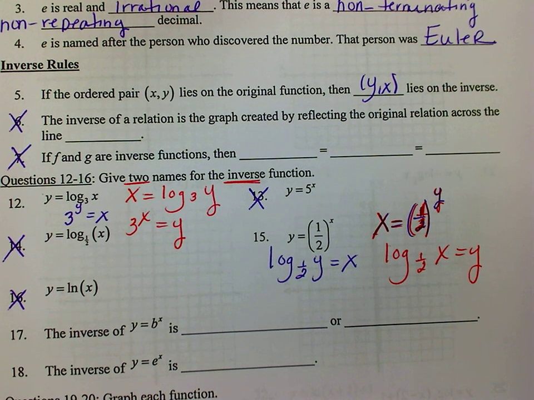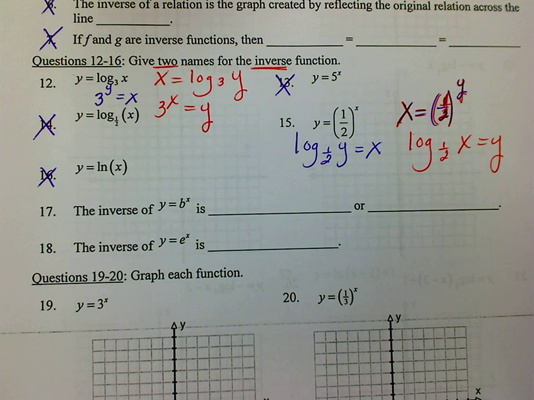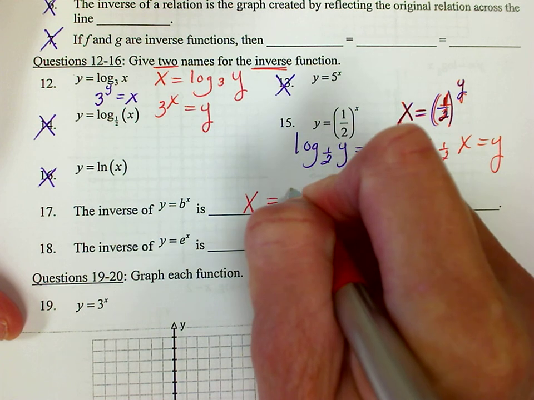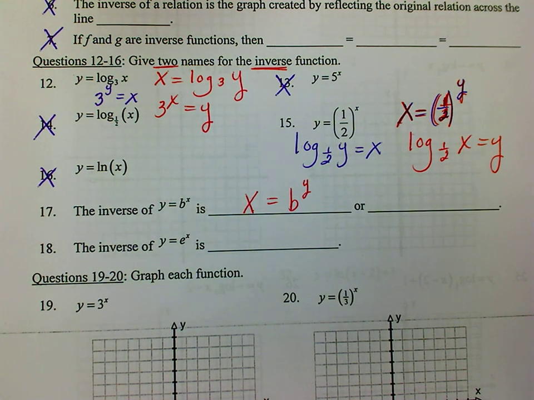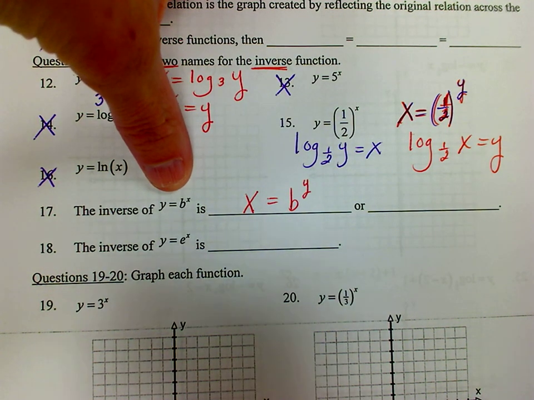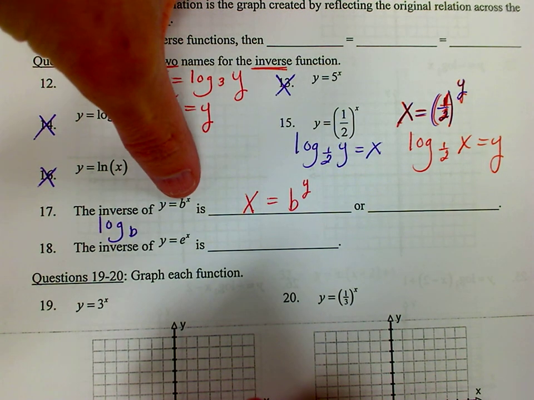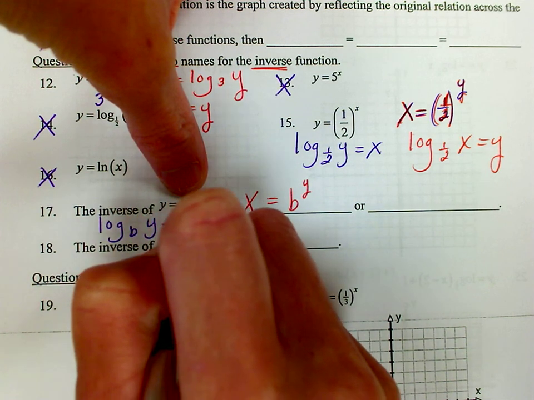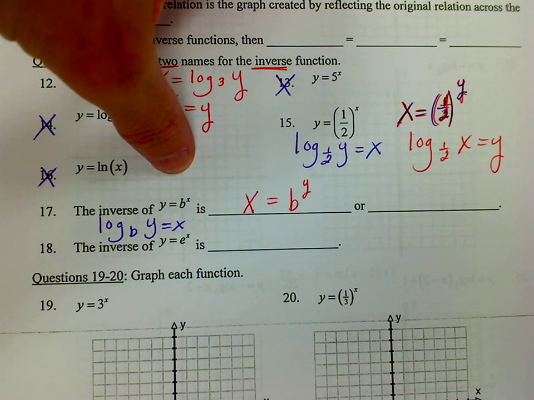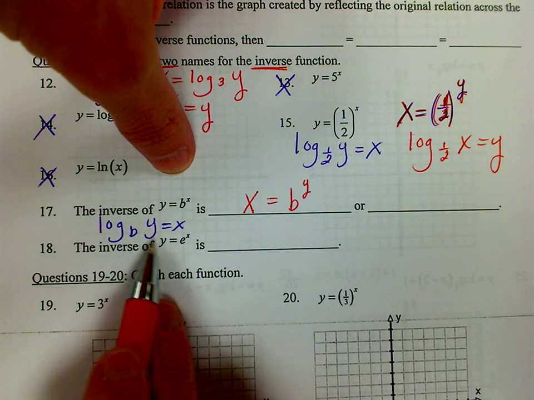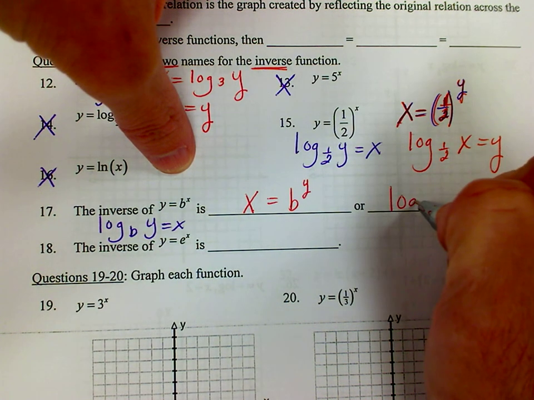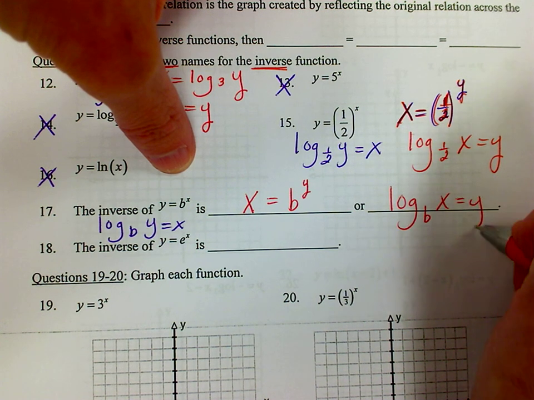Okay, let's go down and look at 17. So the inverse of y equals b to the x is the same thing as x equals b to the y. Because again, I just switched my x and my y around. But again, I need another one. So I need to write, first of all, this in log form. So log base b, x and y are going to switch places. So if b has the x up here, it's going to have the y down here. So these two things mean the same thing. Then the other inverse would be this, except x and y are switched. So log base b of x equals y.